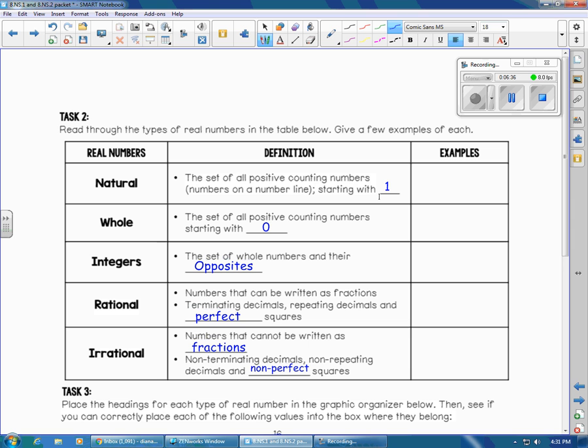So examples of positive counting numbers would be 1, 2, 3, etc. Okay? Whole numbers include all of the counting numbers, but it starts with 0 instead of 1. So whole numbers would be the 1, 2, 3, but also 0.